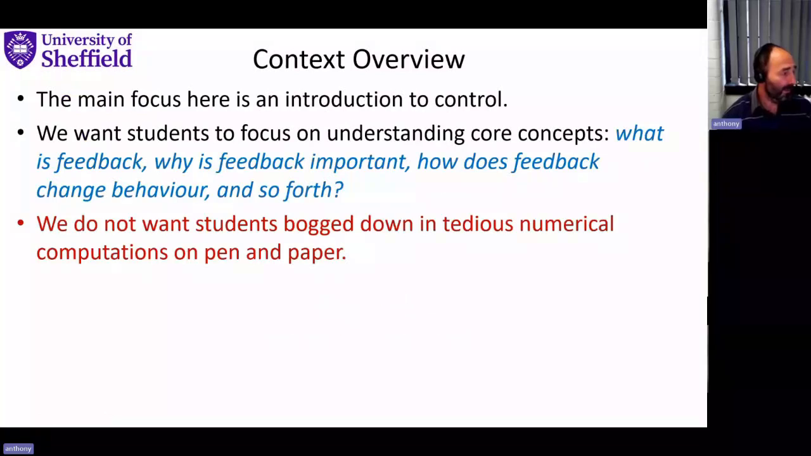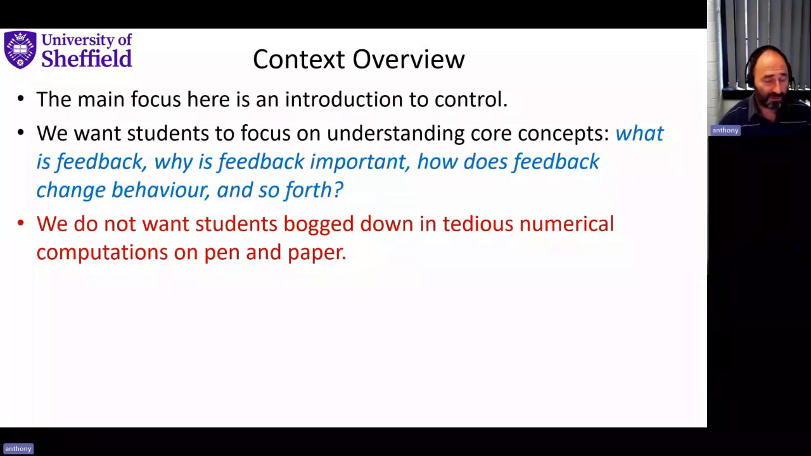So what's the context? The main focus is an introduction to control, a first course in control. And one of the historic issues is that students often do a first course in control and they think it's all about mathematics. And they finish the course, they have no idea what feedback really is about. They think, I've just learned lots of maths, lots of algorithms, lots of Laplace. And we want to try and convert that, and we want the students to actually understand what is control, what is feedback, why is it important, why does it change behavior, and so forth.